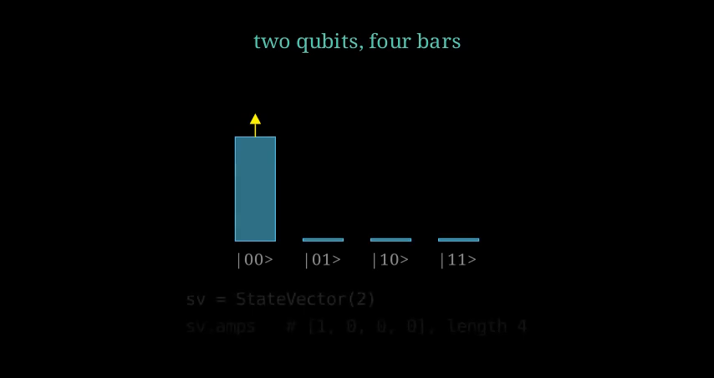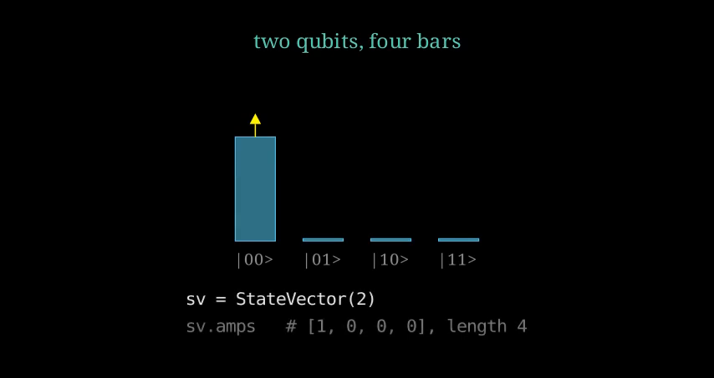In code, it is exactly what you would hope. Make a 2-qubit state vector, and its amplitudes are a length 4 array, indexed by the 2-bit patterns in order. 1 qubit fit in a length 2 array, 2 qubits fit in a length 4 one. Still just a vector, only a little longer.